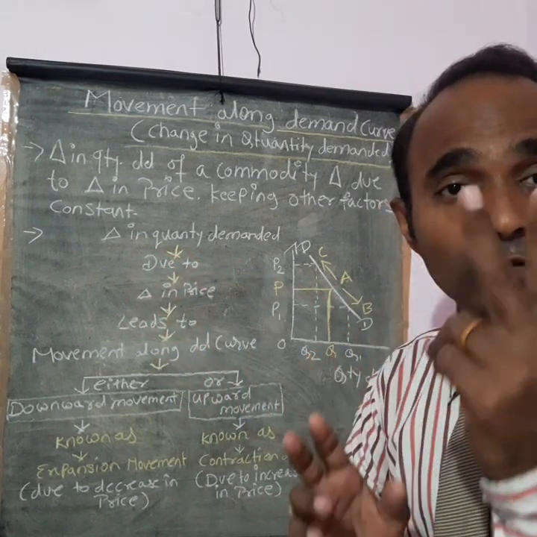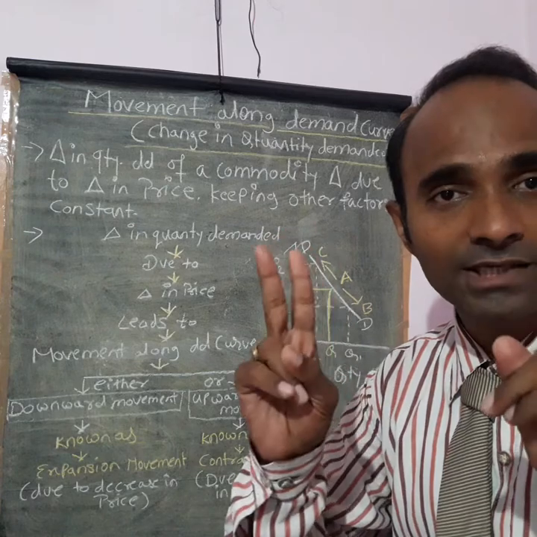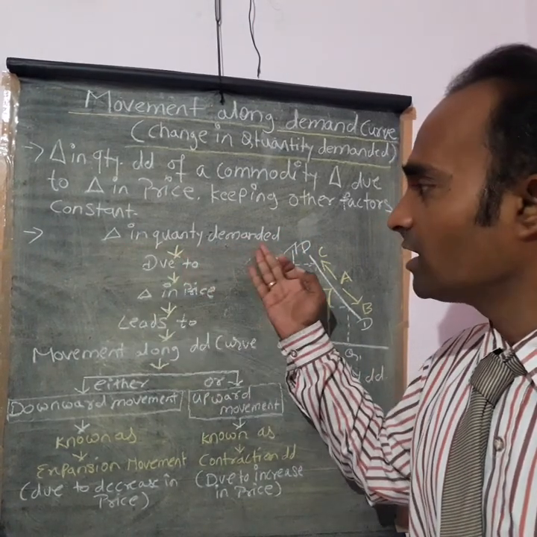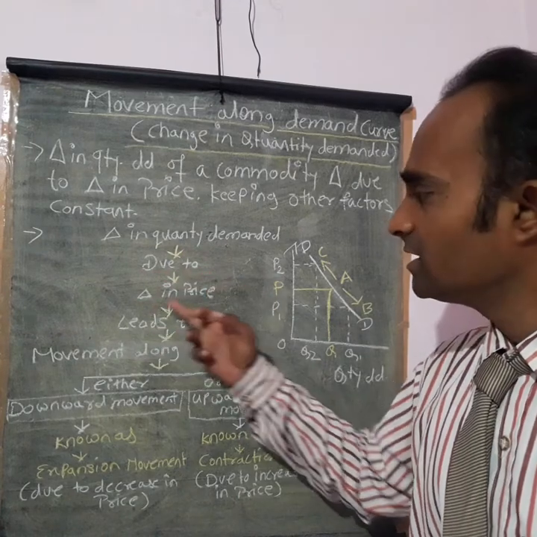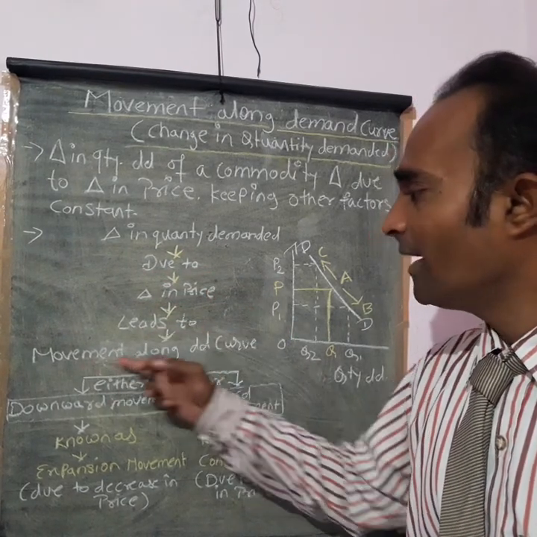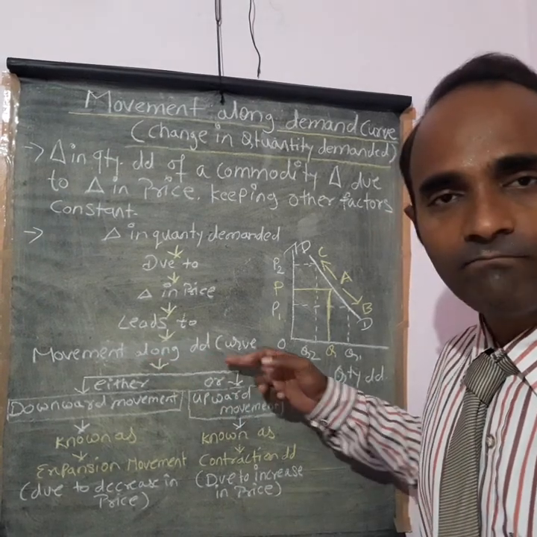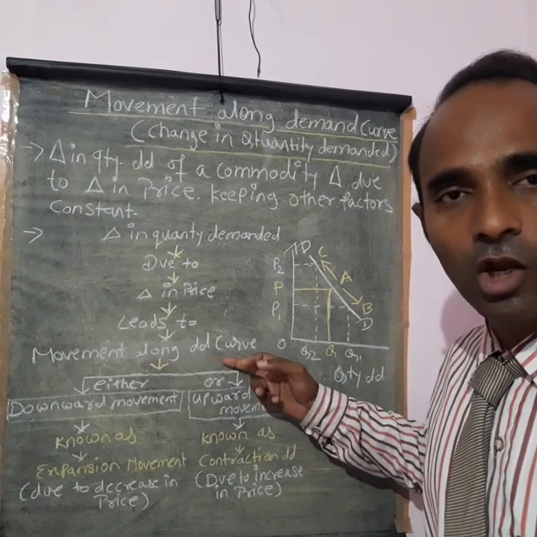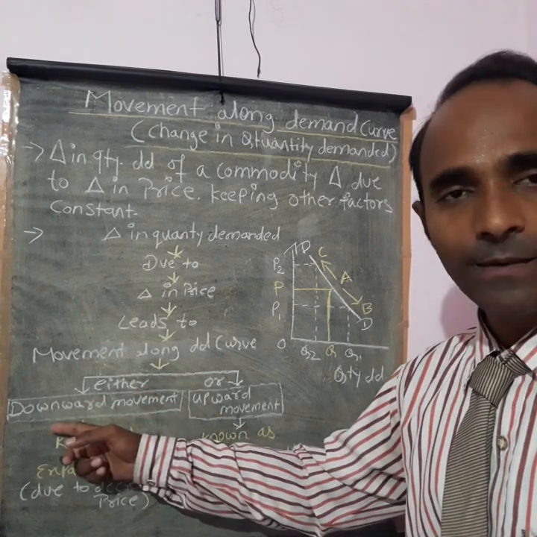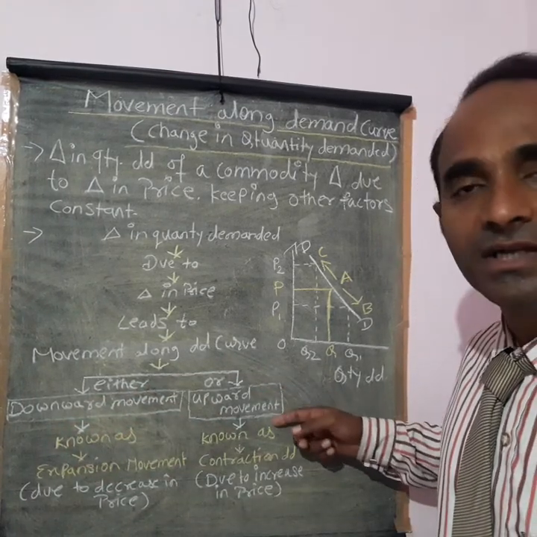Therefore, we give the two terms expansion and contraction. You can see in this tree diagram the change in quantity demanded due to change in price, and this change in price leads to movement along the demand curve. So either a downward movement or an upward movement along the demand curve.